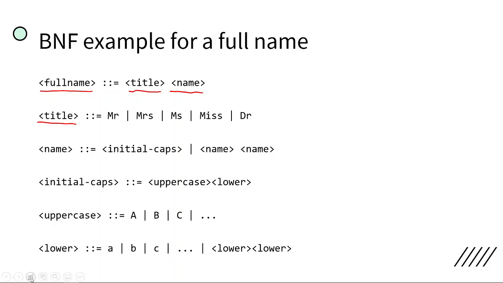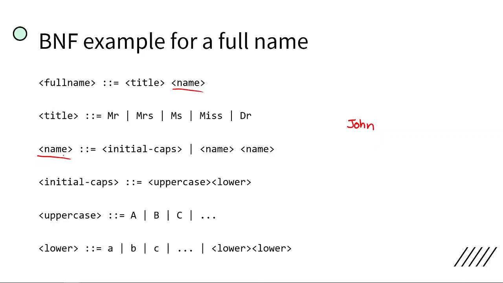Meanwhile, the name can either be initial caps or name. So what does initial caps mean? Initial caps is just title case. So for example, John. John is in initial caps, meaning the first letter of the word is a capital letter. The other letters are small. So that's the definition of initial caps. Because usually our names start with a capital letter, right? And then followed by small letters.